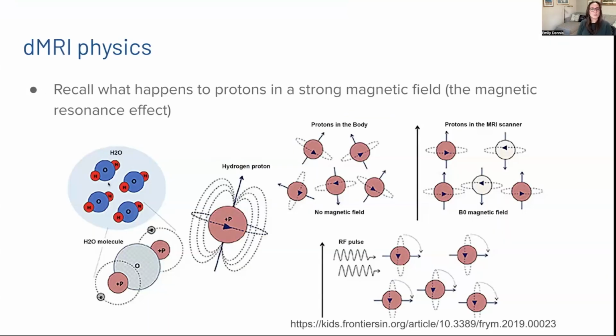So we're going to talk just briefly about the physics behind the diffusion MRI signal. Recall what happens to protons in a strong magnetic field, what we call the magnetic resonance effect.